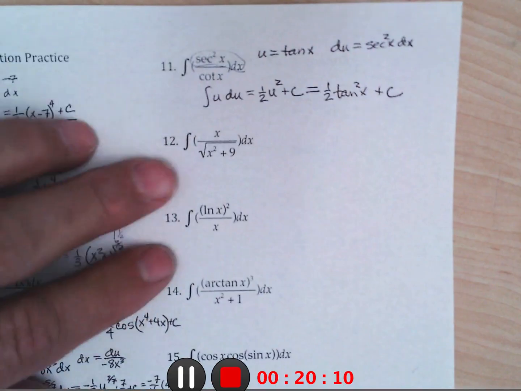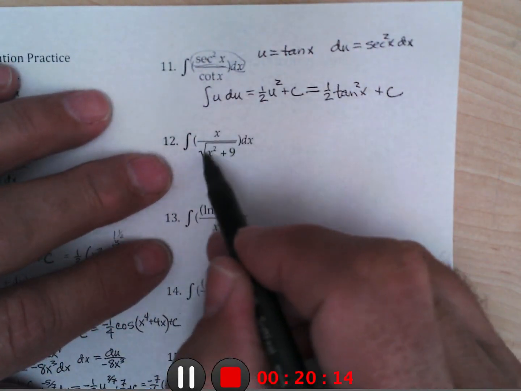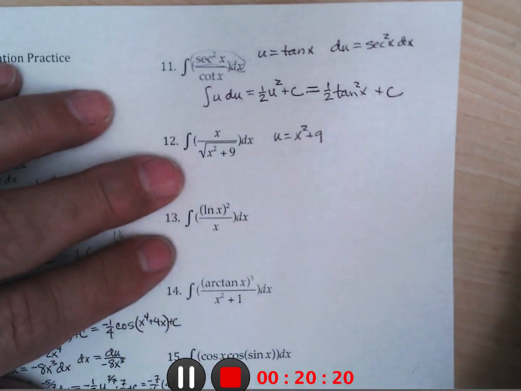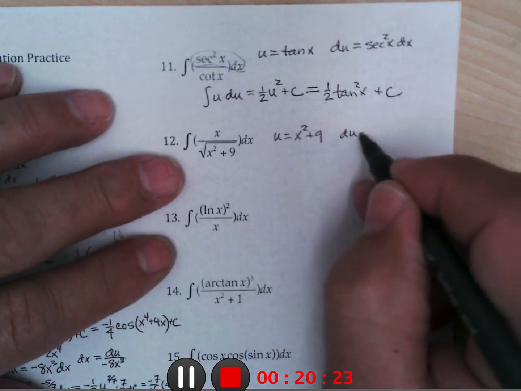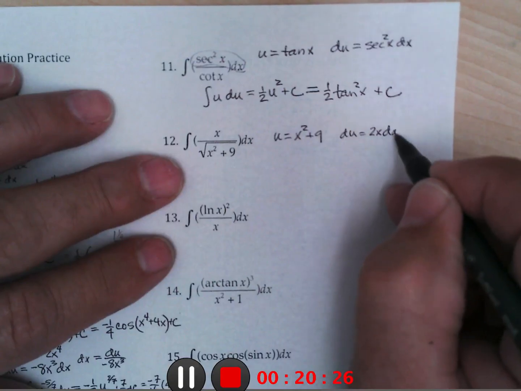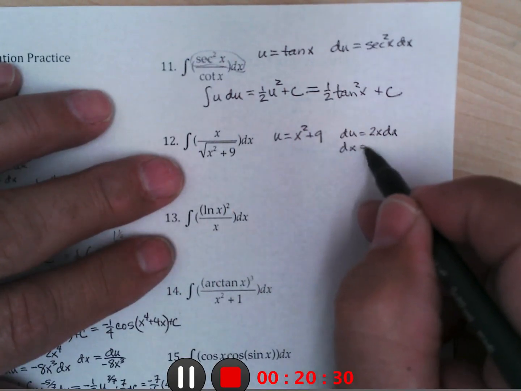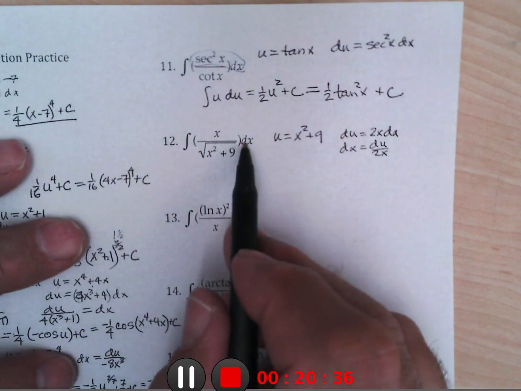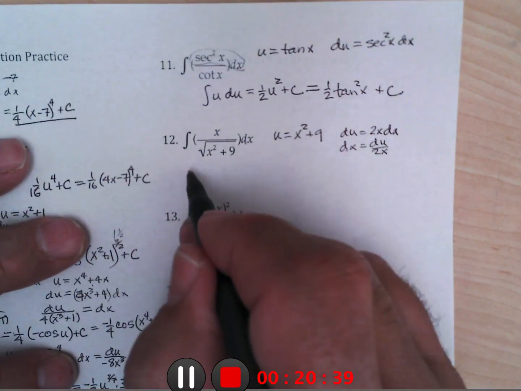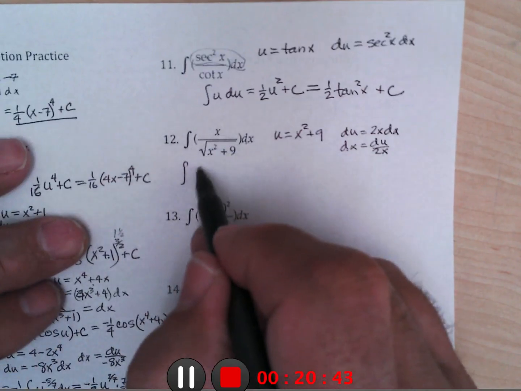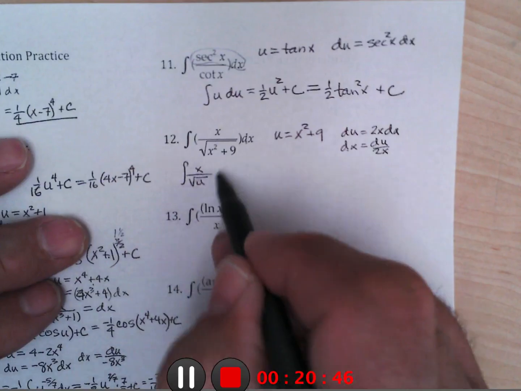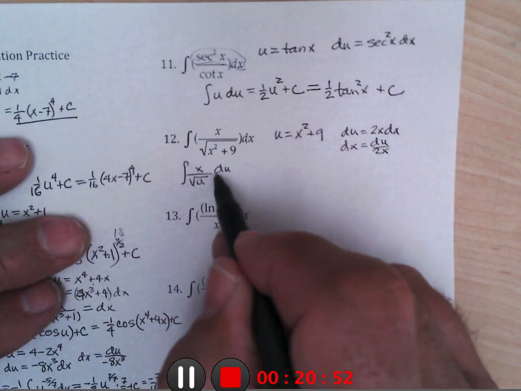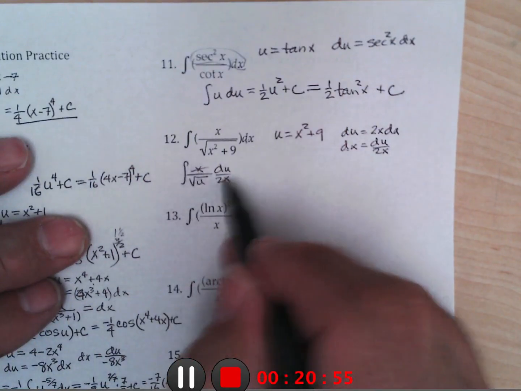This one, the derivative of this will be 2x. So I'm going to let u equal x squared plus 9. Du would equal 2x dx. So dx would be du over 2x. And I can see that replacing the dx, the x's are going to cancel, and I'm going to get the integral of x over the square root of u, and dx becomes du over 2x. The x's cancel. The 2 comes out as a half.